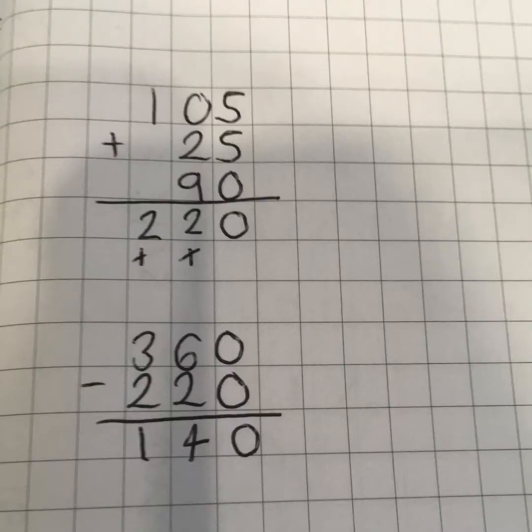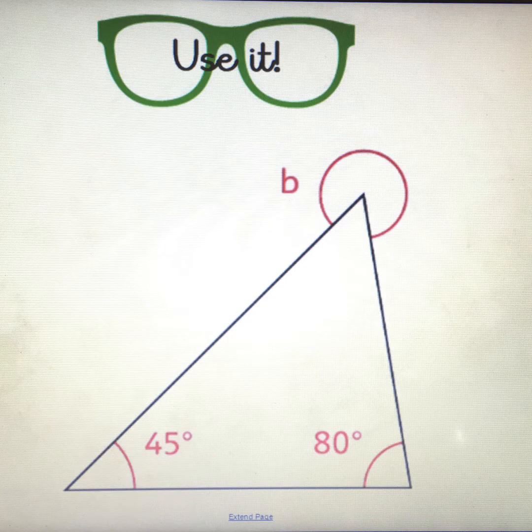So I've added 105, 25 and 90 to get 220, and then from 360 take away that 220 because it's 360 degrees around a point, and my answer is 140 degrees. Right then, challenge question. If you know how many degrees are in a triangle and you know how many degrees there are around a point, you should be able to work out B. Pause the video, have a go.